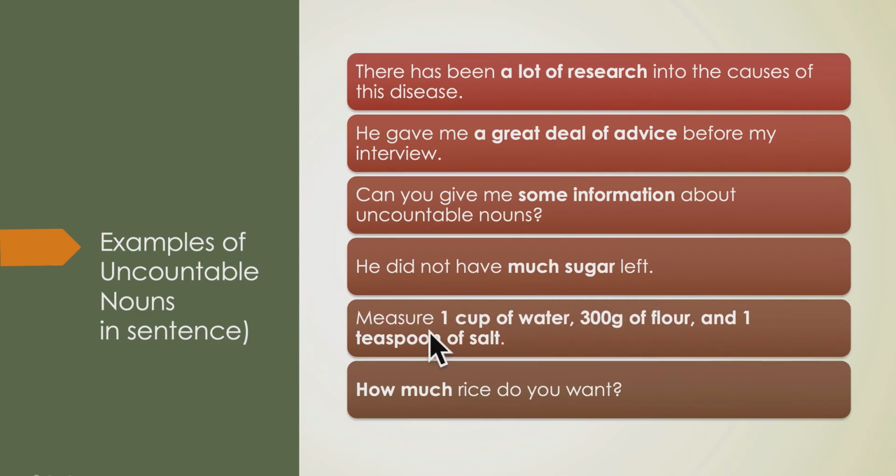Measure 1 cup of water, 300 grams of flour, and 1 teaspoon of salt. How much rice do you want? Look, uncountable noun, we use such phrases like a lot of, a great deal of, some, much, 1 cup of, 300 grams of, 1 teaspoon of, or how much. So we use such phrases, such expressions before uncountable nouns. We don't use a or an.